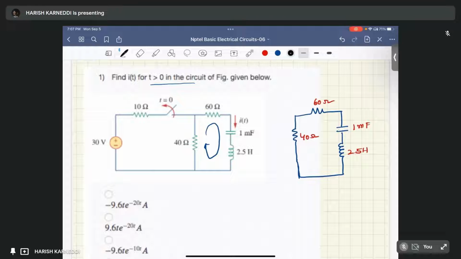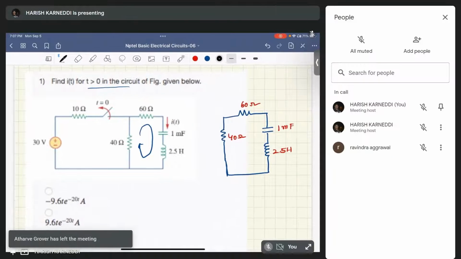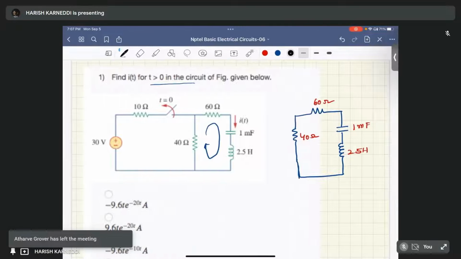What happened? Is there any issue? Yeah, if you have any doubt, you can unmute at any time and you can ask the question.